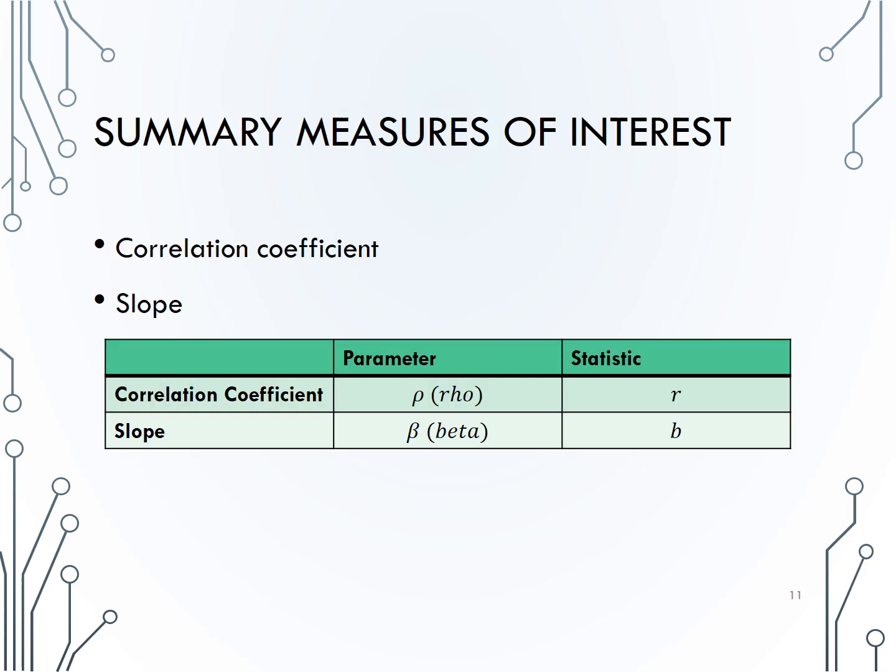Make sure you have the summary measures of interest down and the notation for each. So the two summary measures we'll look at for linear relationships are the correlation coefficient and the slope. The parameter notation for correlation coefficient is rho, and the parameter notation for slope is beta. The statistic notation for the correlation coefficient is r, and the statistic notation for slope is b.